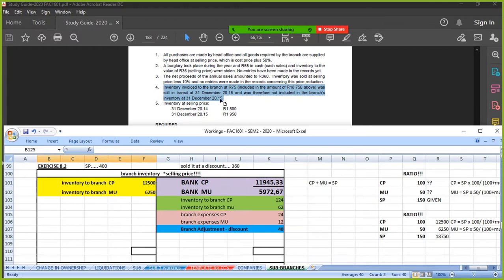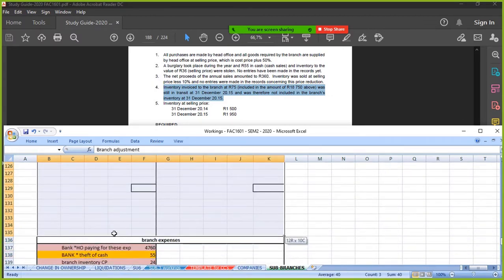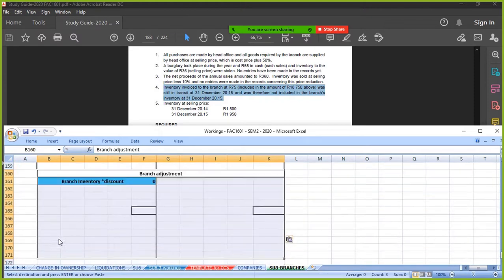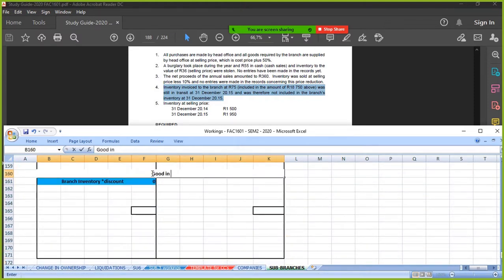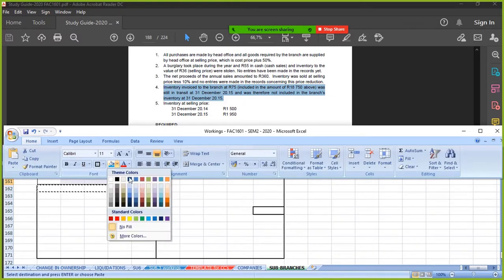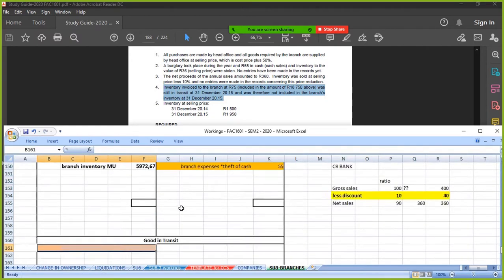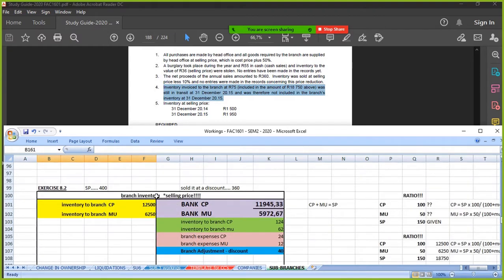Okay, so if I have 75 Rand worth of stock that I have actually given to the branch, but it's in transit, do you agree that that needs to be classified as a separate account? Let me draw up another one. Yes. Okay, this is called goods in transit. The goods in transit is obviously seen as an asset. Assets are debited. So I am going to have a debit there, and the debit there is going to represent the credit against the branch inventory.